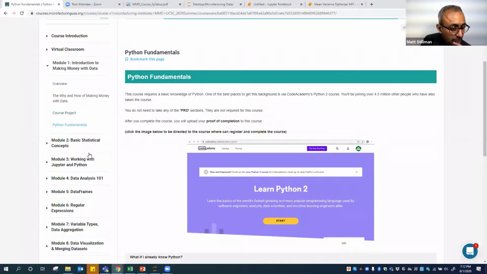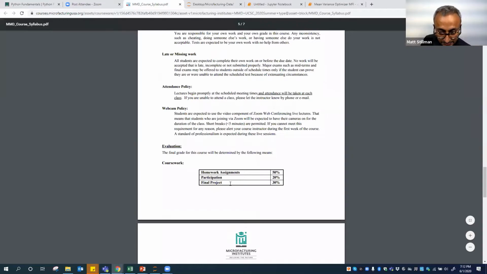So we're going to have homework. The final, there's going to be a project towards the end. If I go back to the syllabus, 50% of the grade is going to be homework assignments, which is going to be every week. Of course, class participation is going to be 20%.